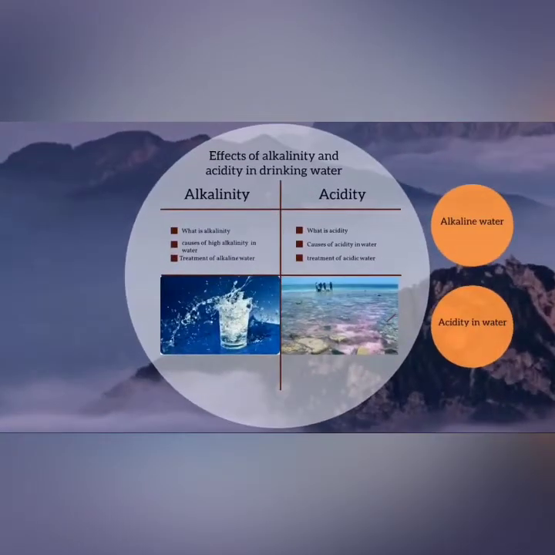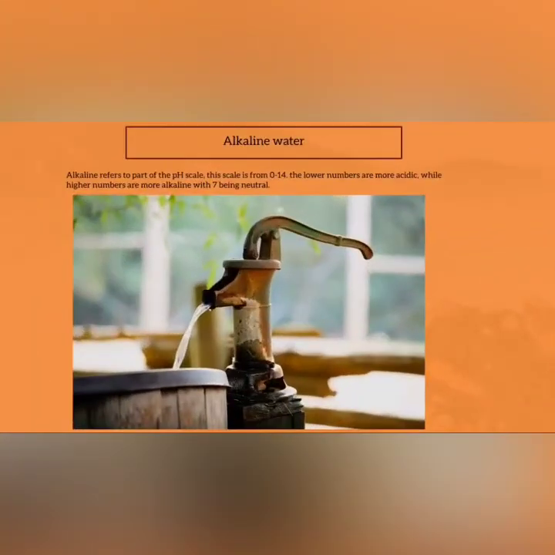The effects of alkalinity and acidity in drinking water. Alkaline refers to part of the pH scale which is from 0 to 14. The lower numbers are more acidic while the higher numbers are more alkaline, with 7 being neutral. Alkaline water results from dissolved limestone or dolomite minerals in the aquifers or water bodies.